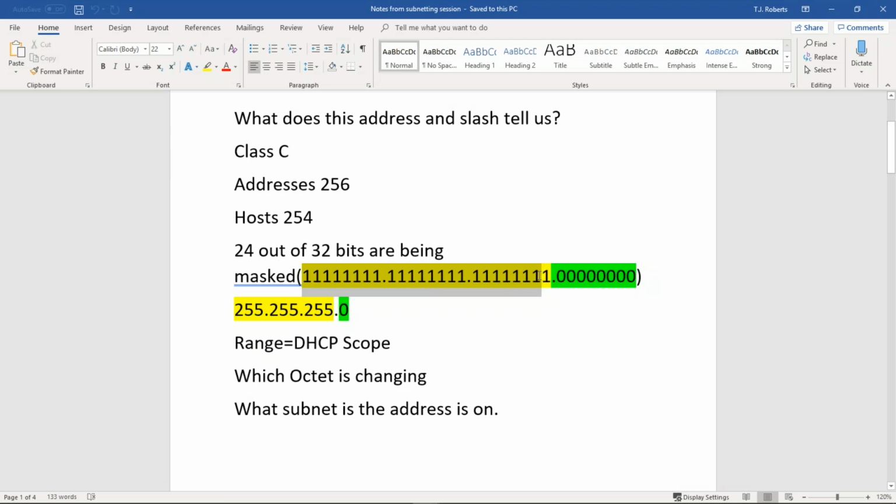Your ones represent the portion of the address that's being masked. It's also the part that never changes. So that's what this is right here. And your zeros represent your host. In this scenario, we actually have 8 zeros, but I'm going to dumb this down a bit. So we're going to assume that this looks like this.